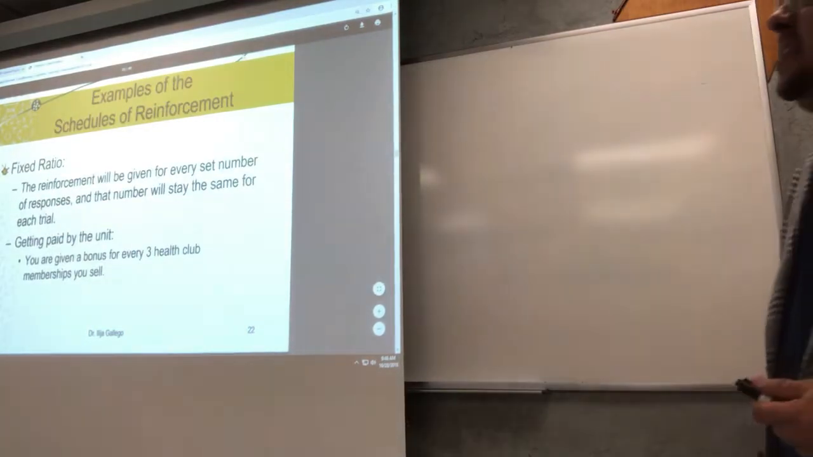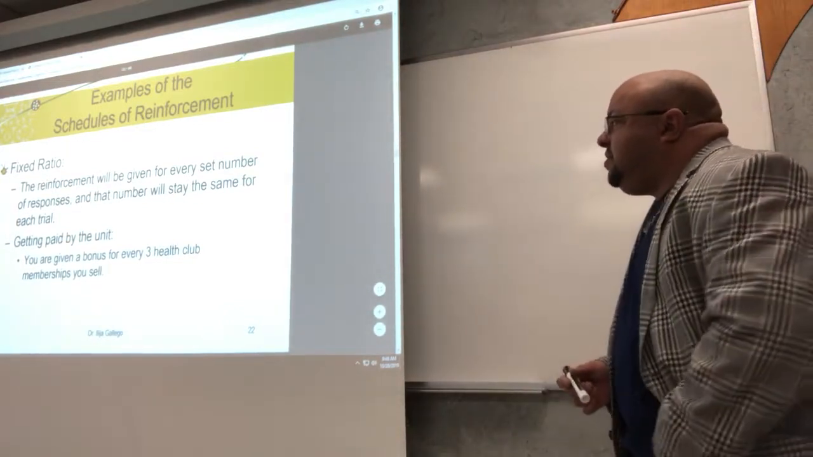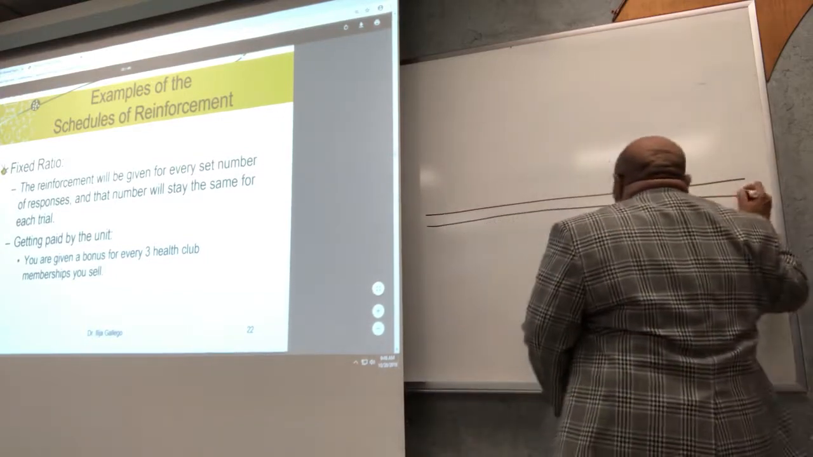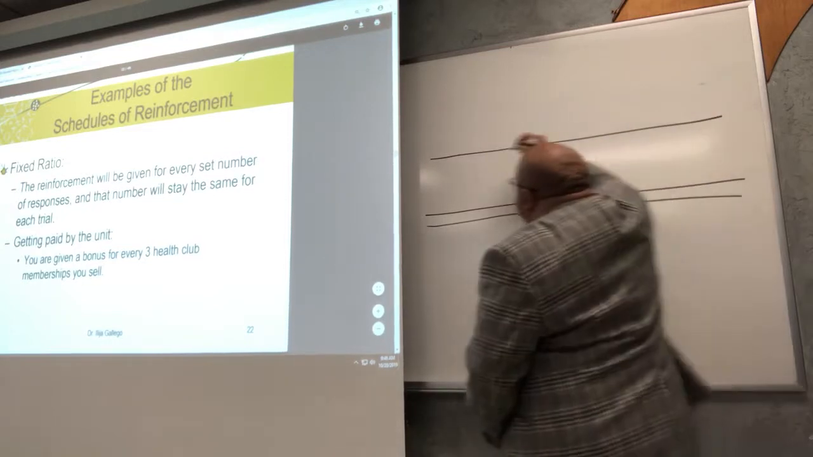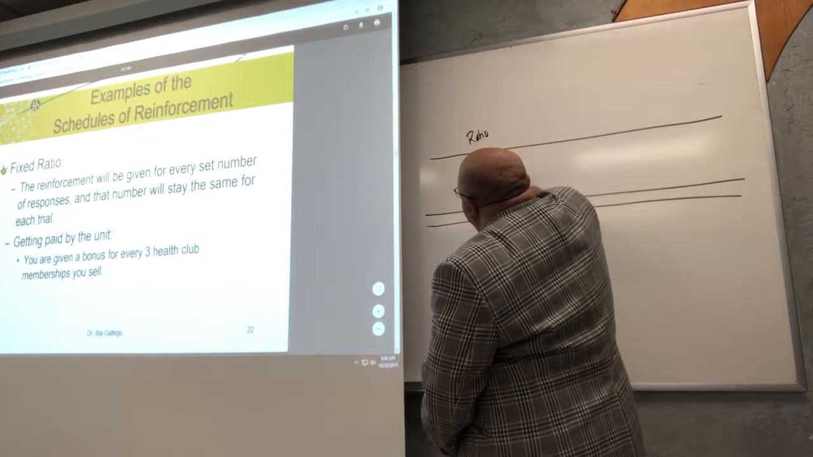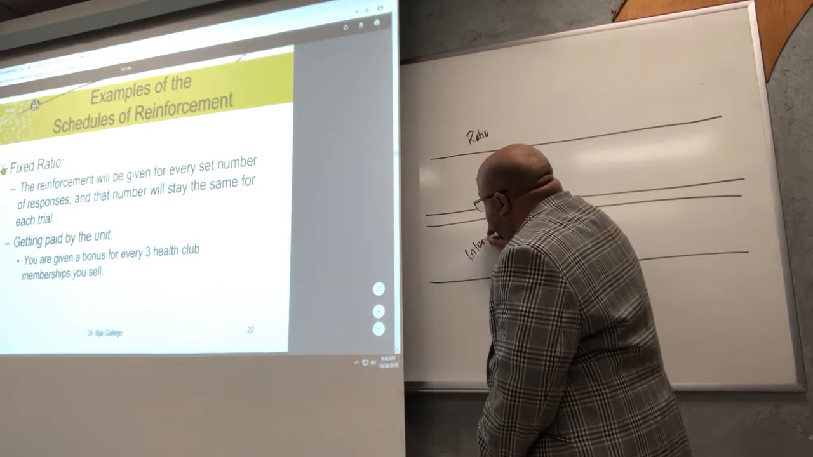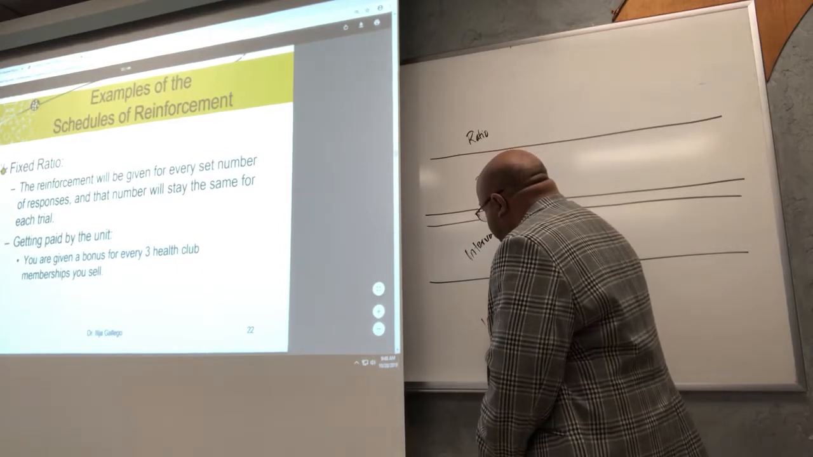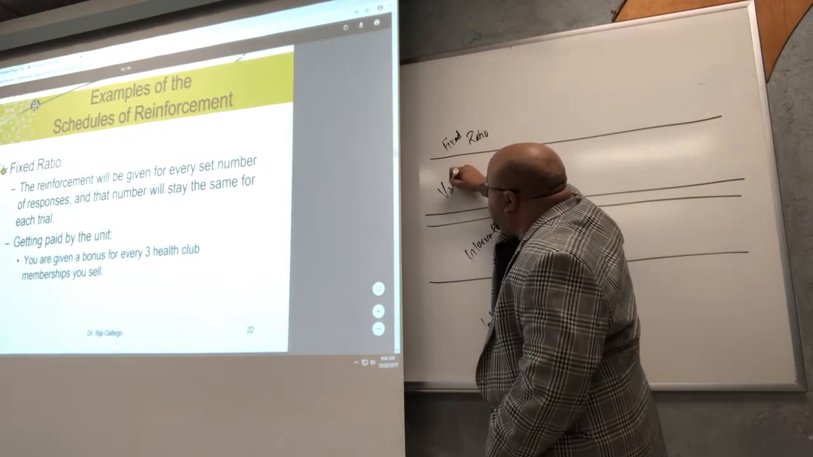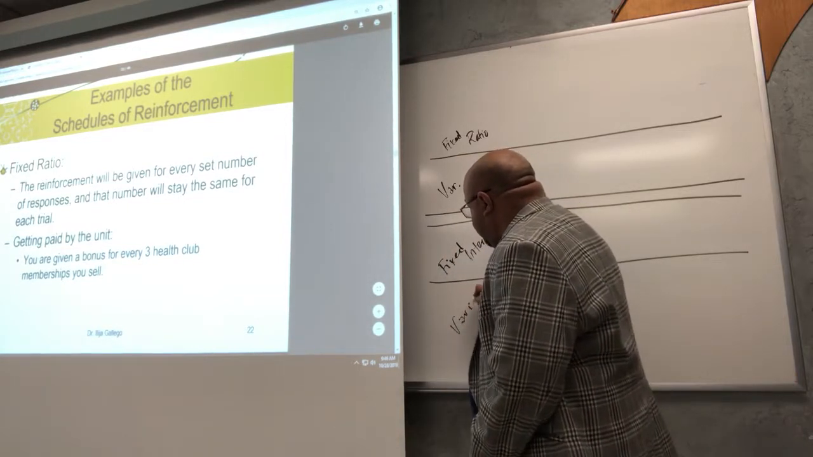So now we're going to go to the examples of each of these. What I'm going to do is put a double line here, and above the double line, I'm going to put the two ratio schedules. And below the double line, I'm going to put the two interval schedules. So we have fixed ratio and variable ratio, fixed interval and variable interval.